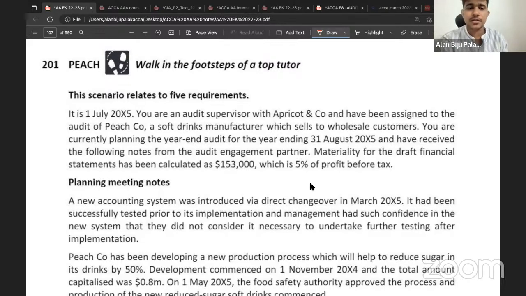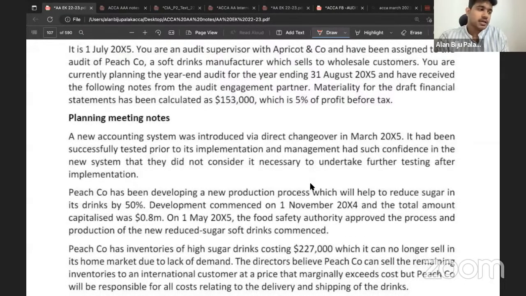Is there any specific risk, or is it just an introductory paragraph? Any specific risk here? No. The materiality amount is given. They have mentioned the materiality limit. That's it. Yeah. So let's look at the planning meeting notes.